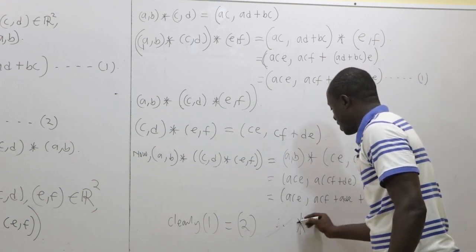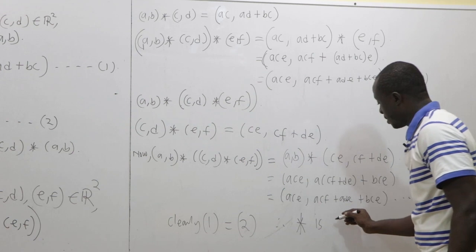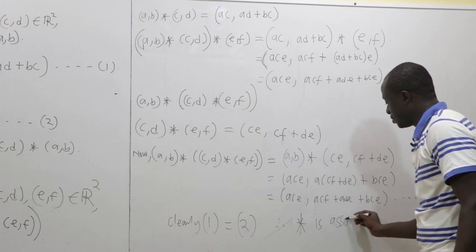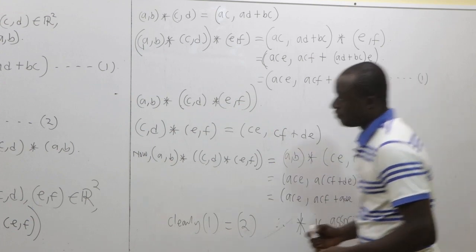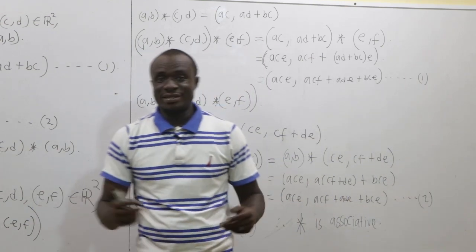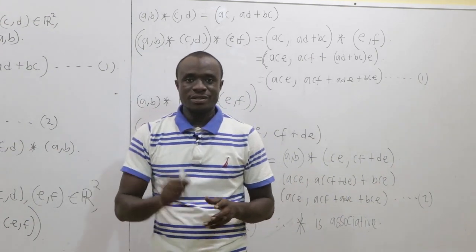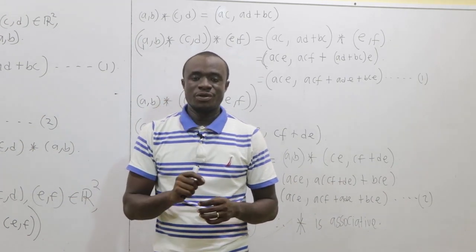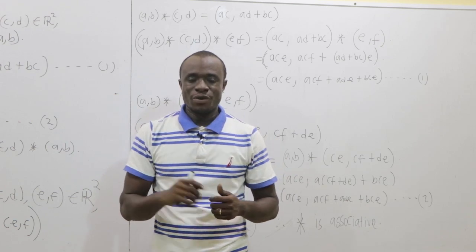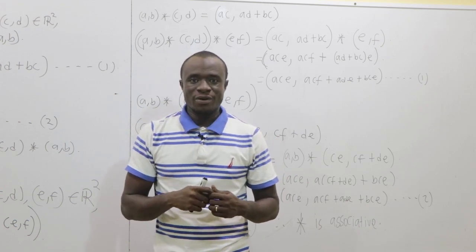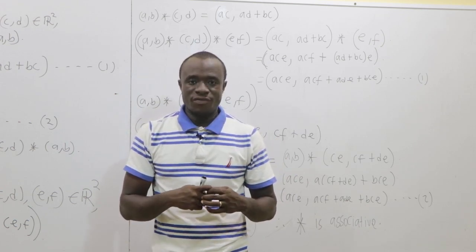Therefore, we can see that star is associative. Yes. In fact, this is quite confusing. Take the questions yourself, take a piece of paper and try them yourself. Don't just watch, solve along, and make sure that you understand it very, very well.